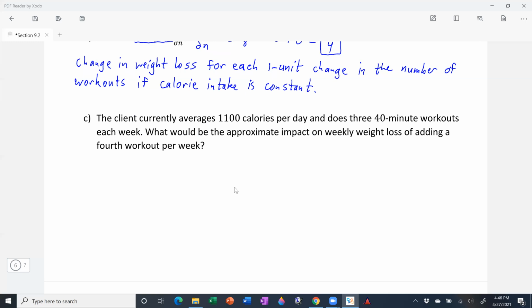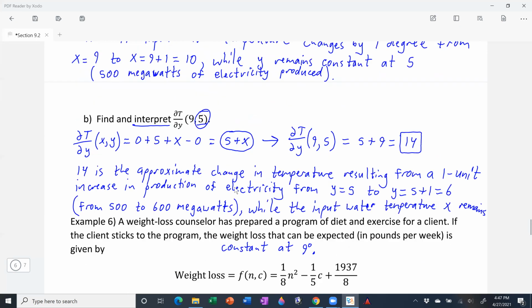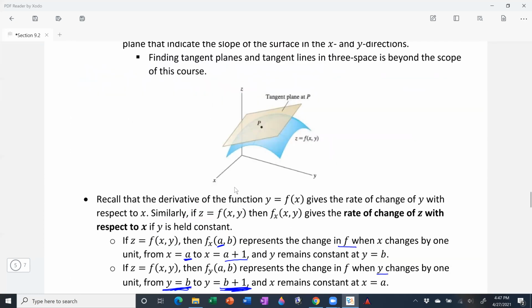The client currently averages 1,100 calories per day and does 3 40-minute workouts each week. What would be the approximate impact on weekly weight loss of adding a 4th workout per week? Okay, so this is a little bit tricky because we're currently at 3 and we want to go up to 4. This is why I really wanted to spell it out up here.